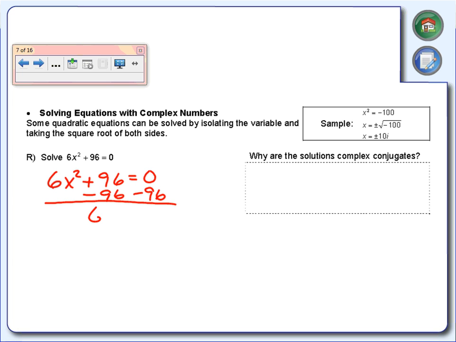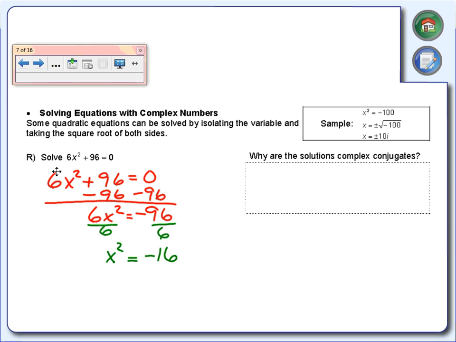So that's going to leave me with 6x squared equals, what's 0 minus 96? Negative 96. I'm still solving for x, so the next thing I'm going to do is divide by 6. So help me out with that. What is negative 96 divided by 6? Negative 16. I'm still trying to solve for x here.